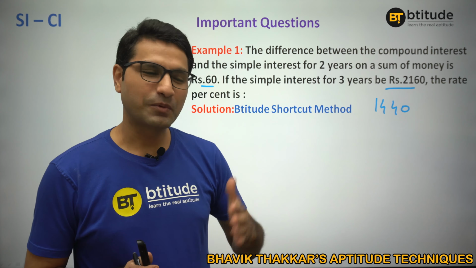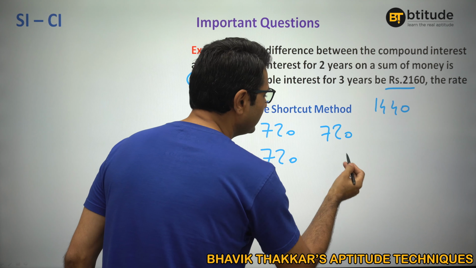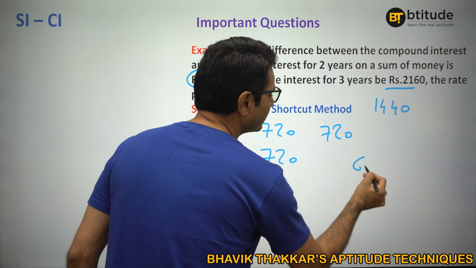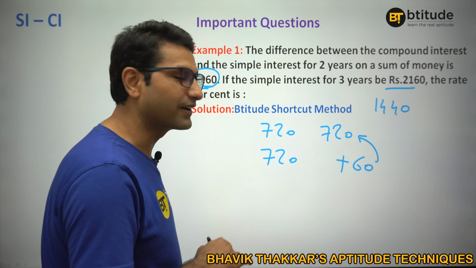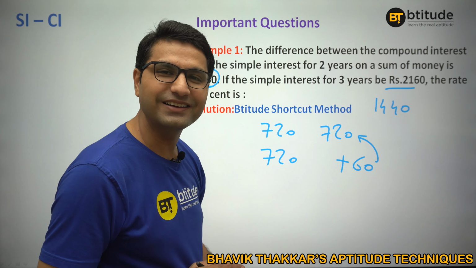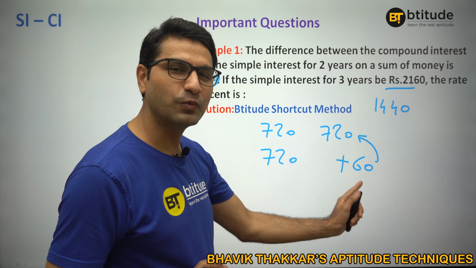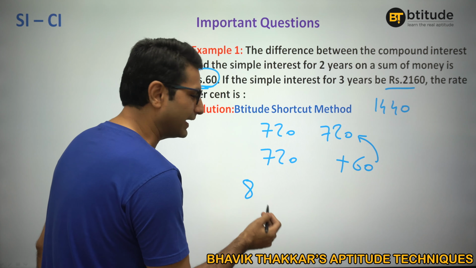Now compound interest, because it says it is 60 rupees more. That means in the first year there is no difference. Of course, in the second year you are getting 60 rupees more, right? So here you should be able to understand that whatever 60 rupees you are getting is the interest on interest, that you are getting on this, right? 60 as compared to 720. What is that rate? 6 by 72, 1 by 12. 1 by 12 is nothing but 8 1/3%. That is your rate percent.